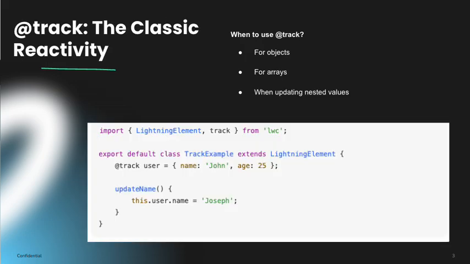Each decorator has a specific purpose. Let's start with track. Historically, track was used to make private variables reactive. But today, LWC tracks all primitive values automatically: numbers, strings, booleans. So when do we still need track? When you're working with objects or arrays and updating only a part of them, LWC won't detect deep mutations unless the property is explicitly marked with track.